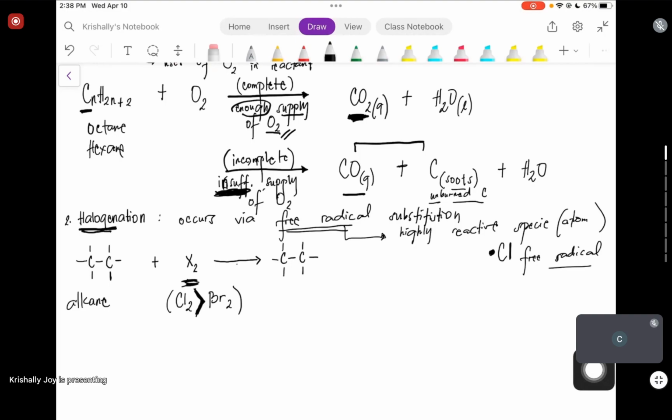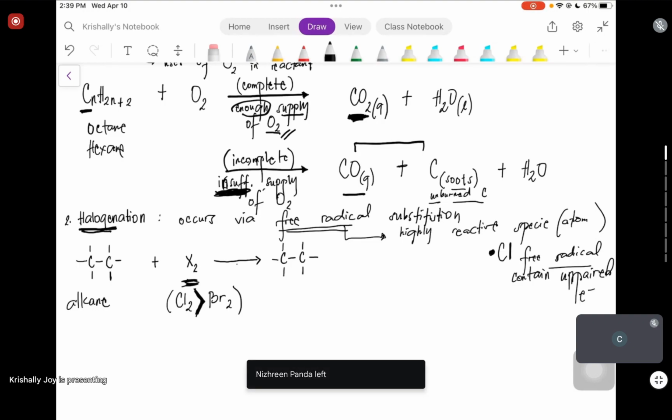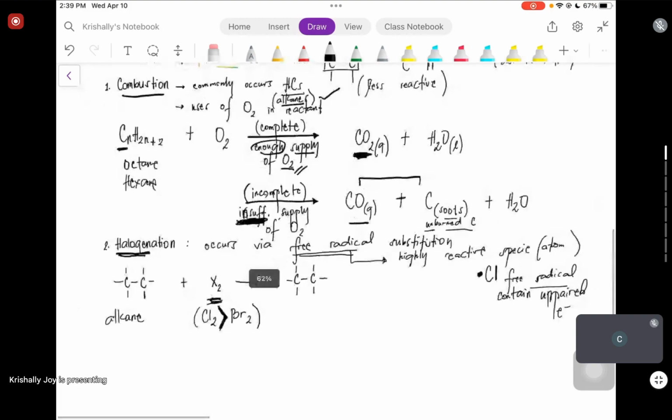Right? In a stable atom, all their surrounding electrons should have pairs. They should exist in pairs, the electrons surrounding it. So, any free radical species is highly reactive again because it contains an unpaired electron. Okay? So, that's the nature of a free radical. So, that's how halogenation happens in an alkane.